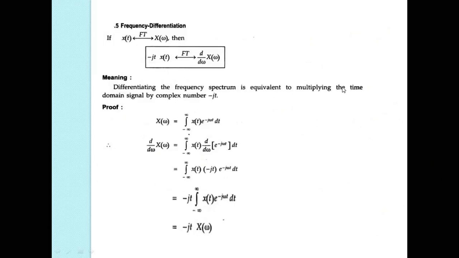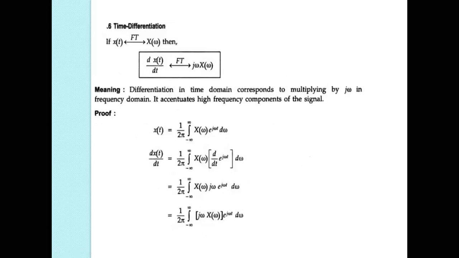The fourth property, the time scaling property. Next one, fifth property, frequency differentiation. The frequency differentiation property is not there in the Fourier series. We have only the time differentiation. So before seeing the frequency differentiation, first of all, let us see the time differentiation. What is the meaning? Differentiation in the time domain corresponds to multiplying by j omega in the frequency domain. It attenuates high frequency components of the signal.